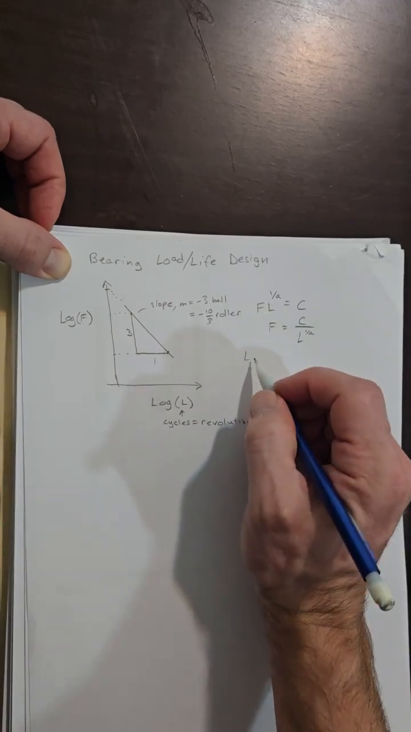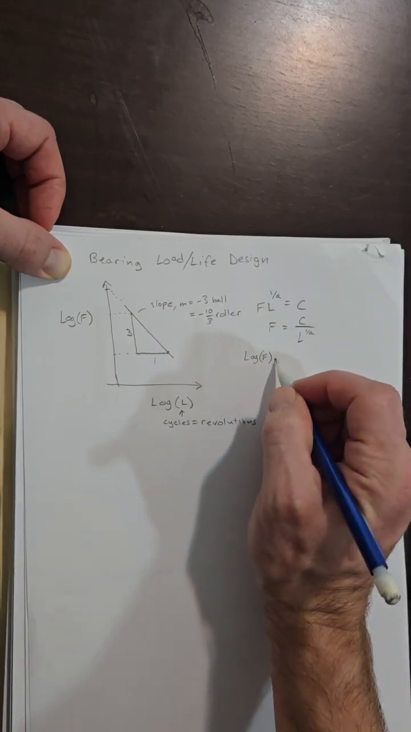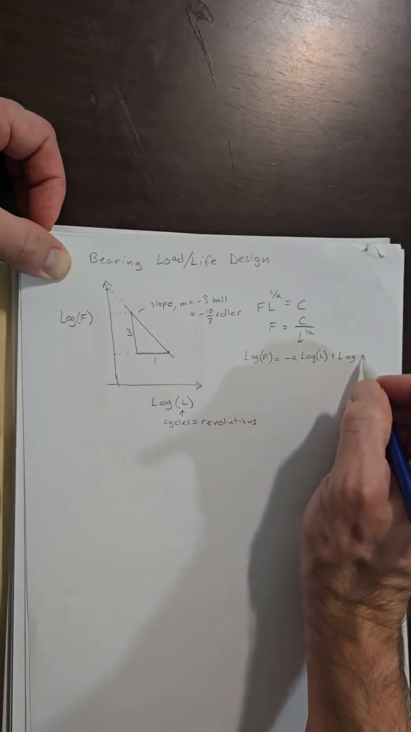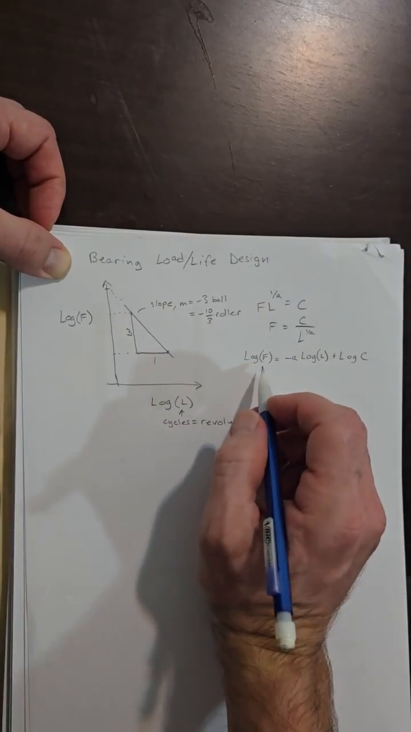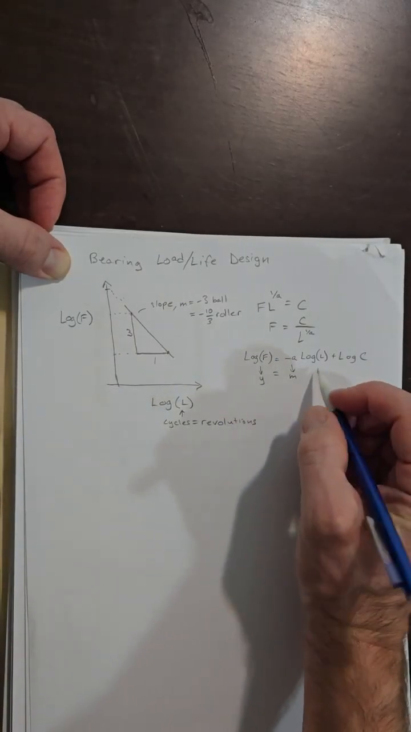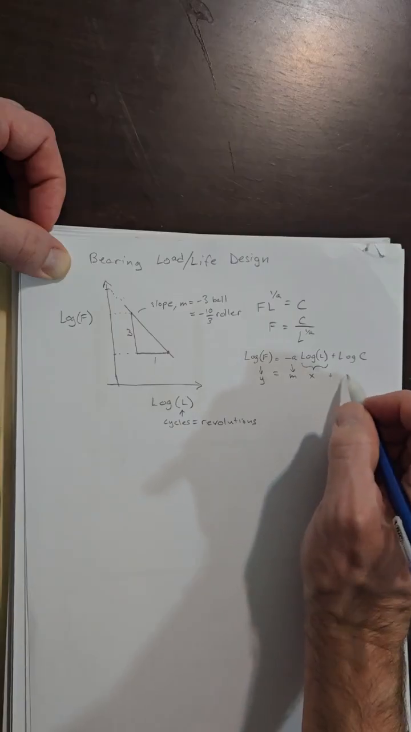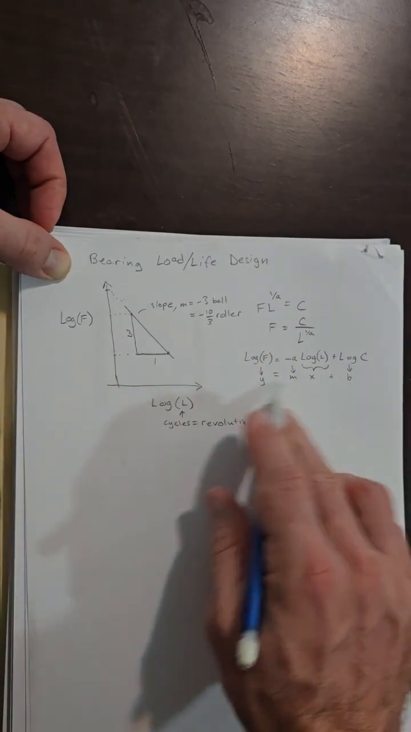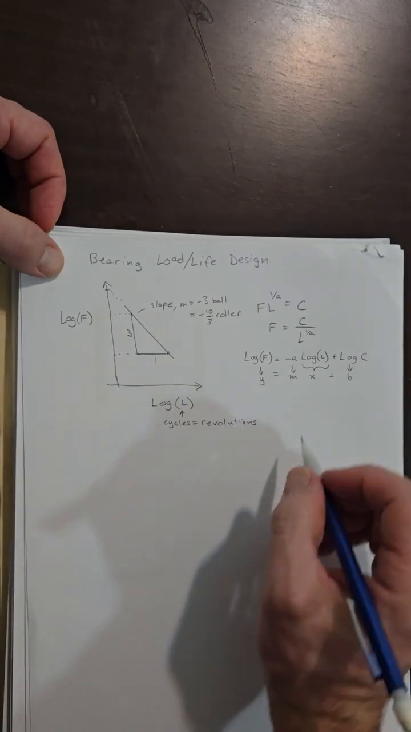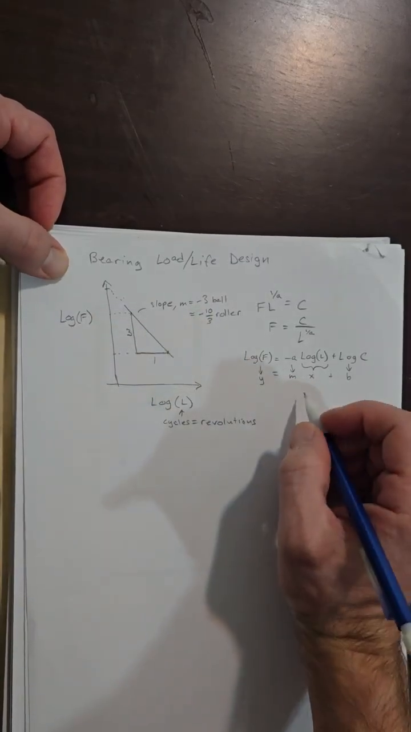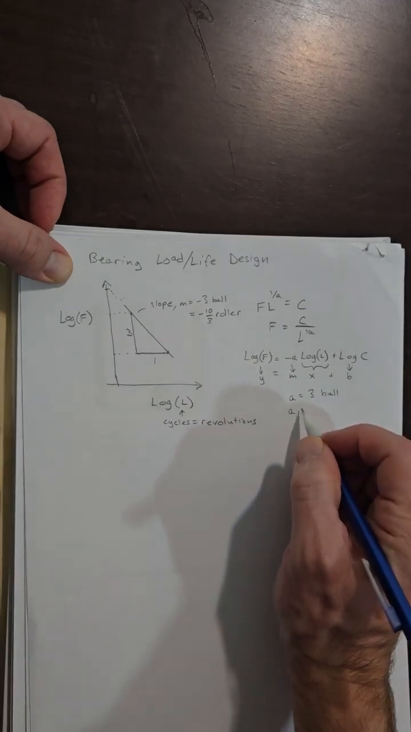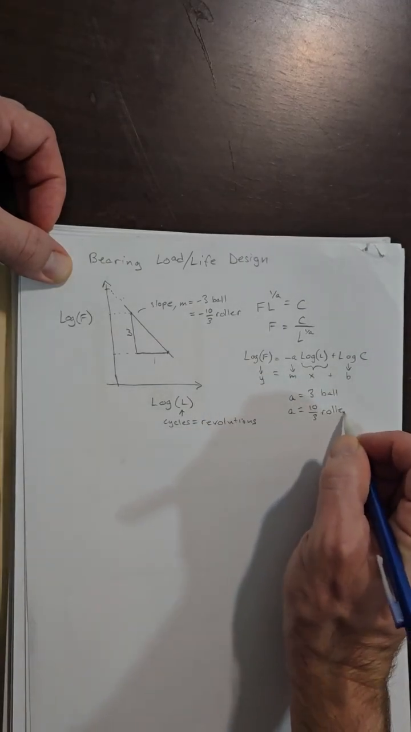If I take the log of both sides, I get the log of F equals -A log of L plus the log of C. And this should be familiar. In algebra, we call this y equals m x plus b. So that's the linear relationship on a log-log plot. And as we said, that slope is different for ball bearings and roller bearings. So A equals 3 for ball bearings and A equals 10/3 for roller bearings.